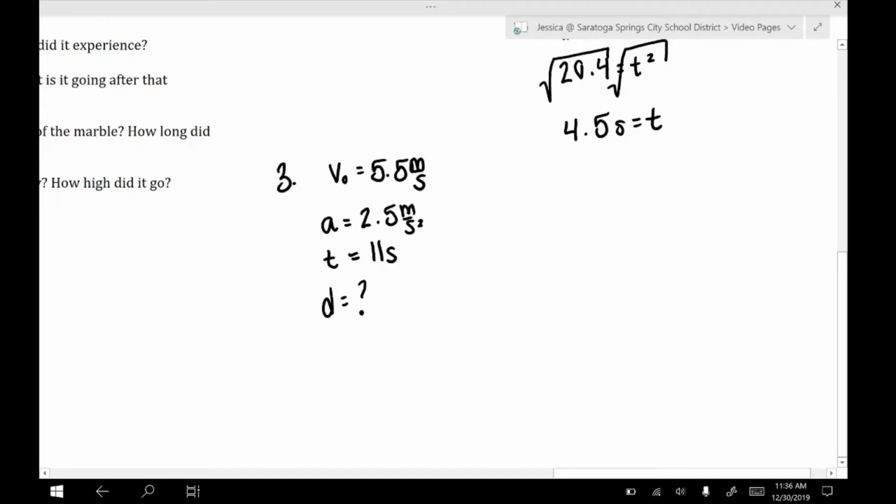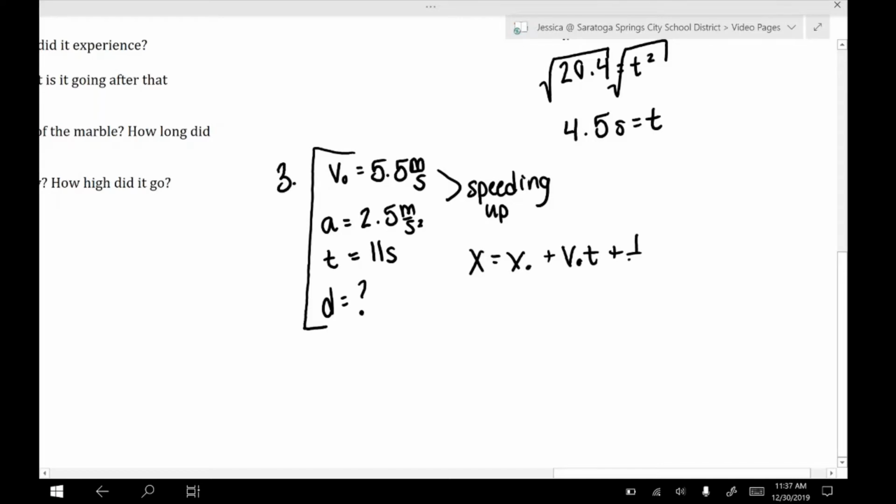Now, before I find the distance, just a quick aside, notice how the velocity and the acceleration are both positive. This means the object is speeding up. Remember, if our velocity and acceleration are both in the same direction, so both positive or both negative, the object will speed up. If they have opposite signs, then the object is slowing down. Now, the equation I'm going to use is going to be the same position versus time equation that I used in number 2.